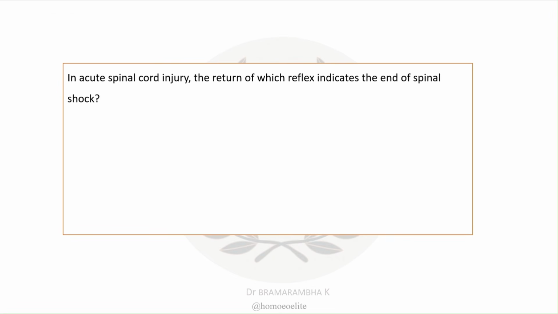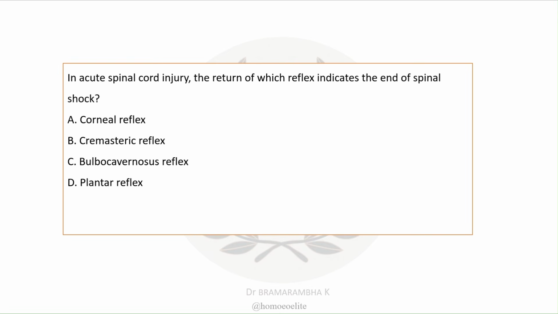Again, followed by another MCQ. In acute spinal cord injury, the return of which reflex indicates the end of spinal shock? Option A is corneal reflex, cremasteric reflex, bulbocavernosus reflex, plantar reflex. The answer is the bulbocavernosus reflex.